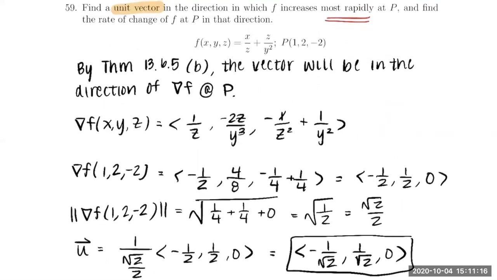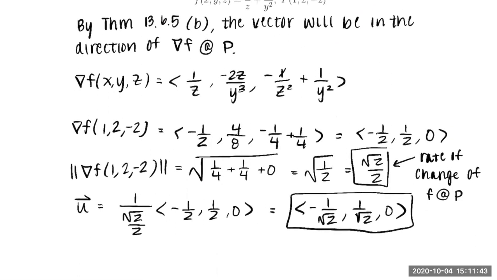All right, so this is the first part. This is finding the unit vector that we were looking for. And then the second part says find the rate of change of f at p in that direction. Remember, that is just the magnitude of the gradient. So that is precisely this value. So this is the rate of change of f at p, and then u is our unit vector at which the function is changing most rapidly. So this concludes section 13.6 on directional derivatives. Next section is going to make heavy use of the gradient when we talk about tangent planes and normal vectors.